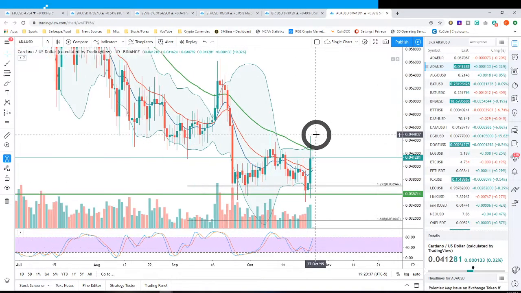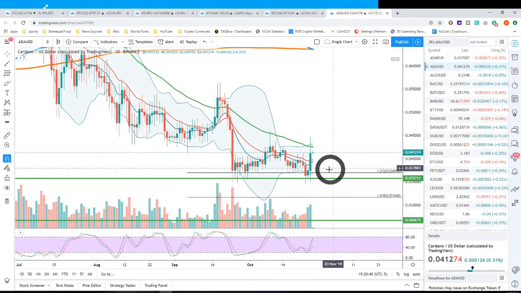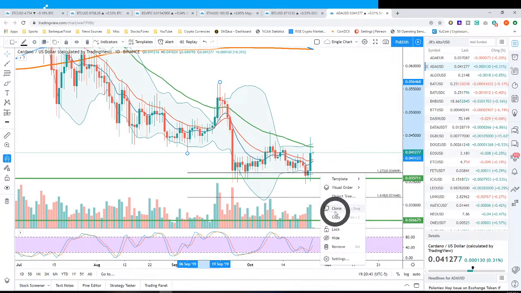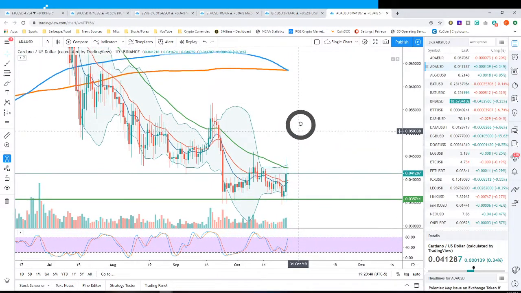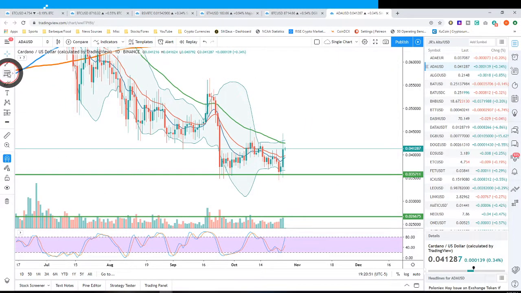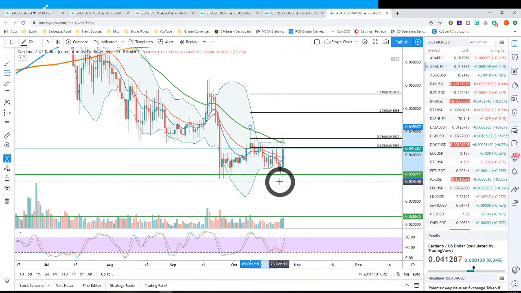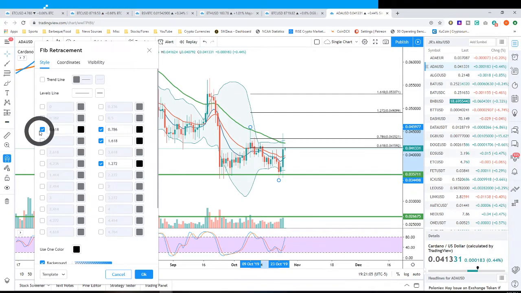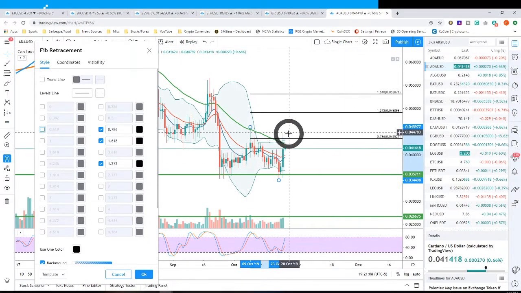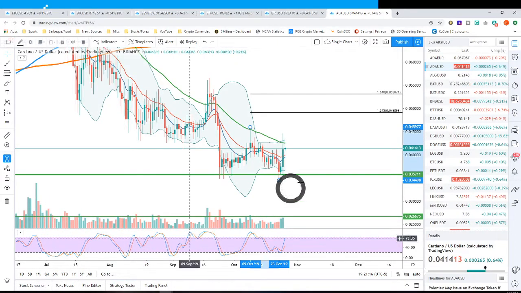Oops. Oh, I totally screwed that up. Let's take out the 127.2. I'm just going to get rid of all that crap. Let's start over. Fib here to the low there. Okay. Let's go to settings. And it broke through the 61.8. And it broke above the 61.8. So I'm going to go ahead and take that one out. Broke above it, right?